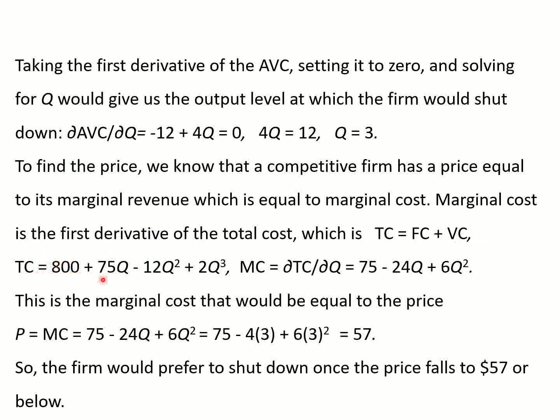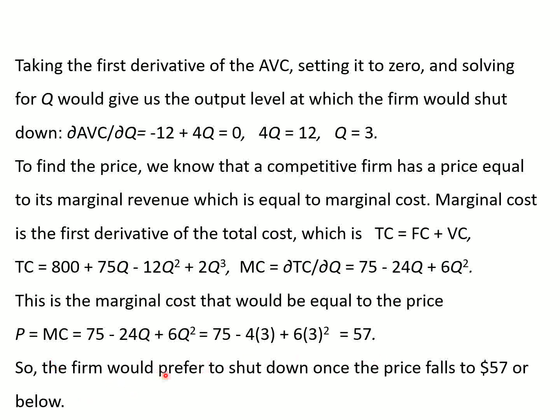Fixed cost is 800 plus the variable cost, which is 75Q minus 12Q squared plus 2Q cubed. When we differentiate this, we get marginal cost, that is 75 minus 24Q plus 6Q squared. This marginal cost would be equal to the price. Price equals marginal cost equals 75 minus 24Q plus 6Q squared. Now let's replace Q, because here we get Q as 3. Then when we replace Q, P equals 57.